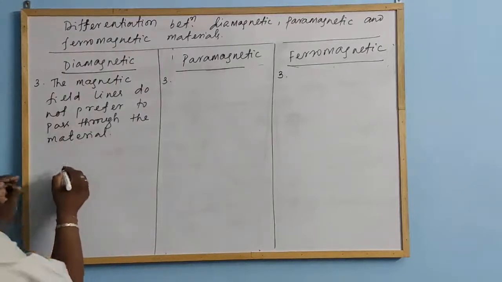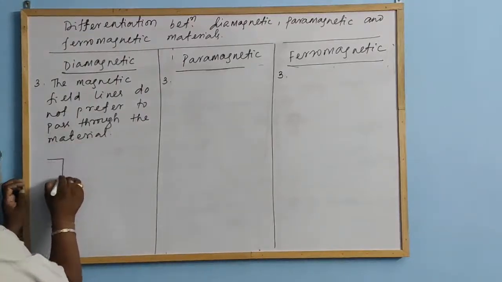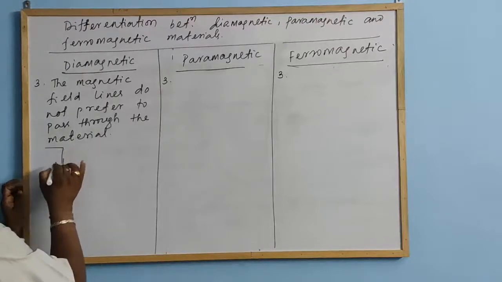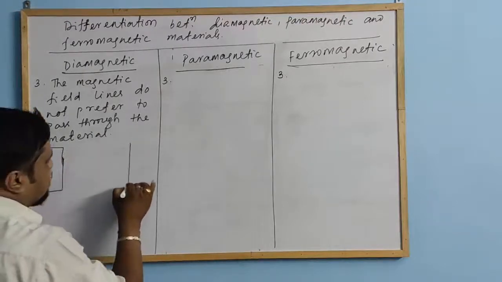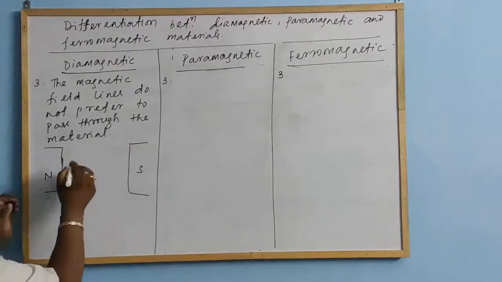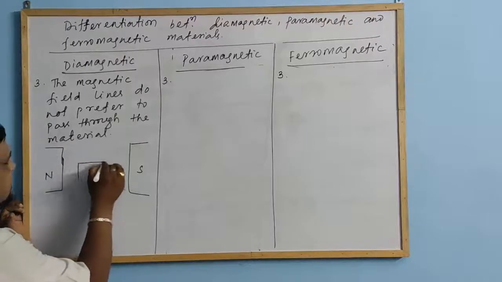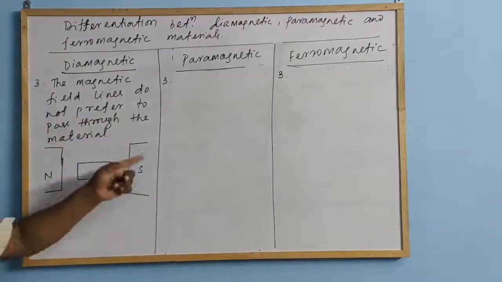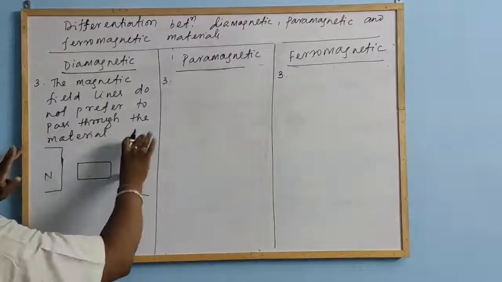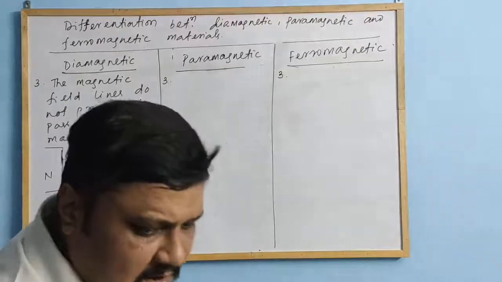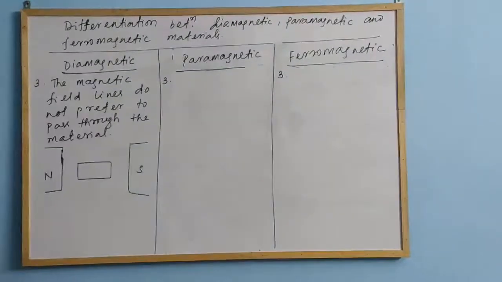Means what happens? Now, suppose this is a magnetic field line. Suppose this is a north pole and a south pole is there. When I place a diamagnetic material in this magnetic field, between this north pole and the south pole, what happens here? They do not prefer to pass through the magnetic materials.